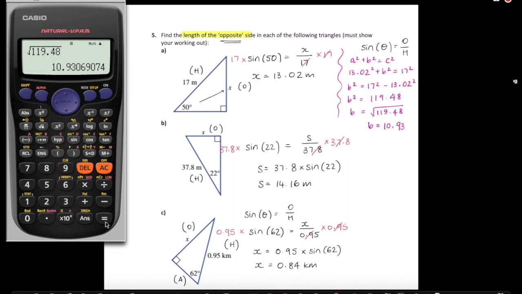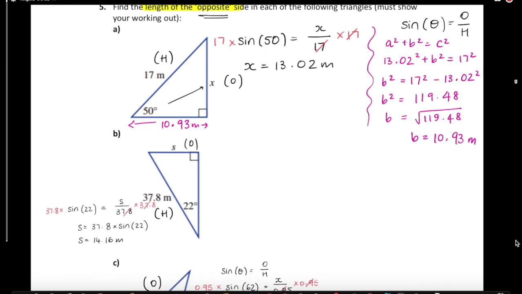10.93. Now, in the context of the question, all the lengths are in meters, so I'm going to give my adjacent in meters as well. So what we've just worked out is that our adjacent side, the side I'm writing in pink, is 10.93 meters in length.